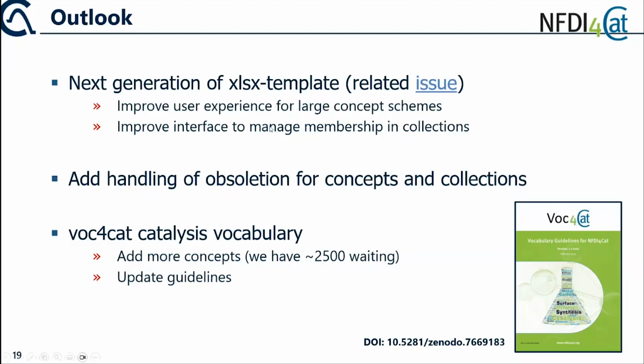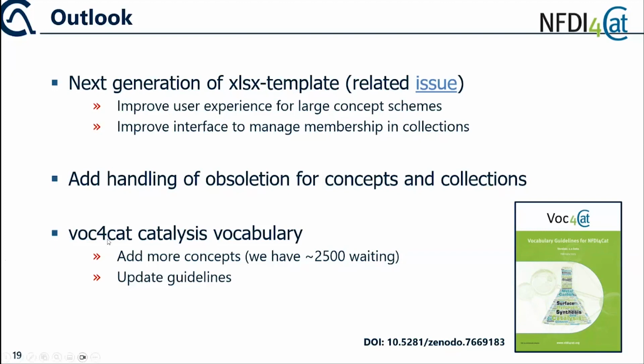Another thing is we want to improve the management of memberships in the collections. Another idea is that the handling of obsolescence of concepts and collections is not really solved so far in this VocPub profile either. That would be worth having, so that you could say, okay, this concept is replaced by another one, or just removed because it was a bad idea or whatever.